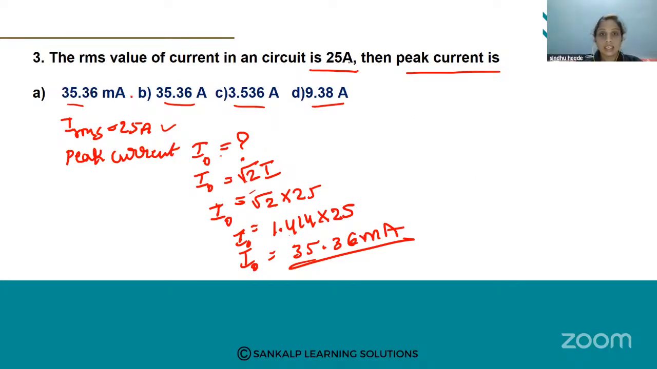Here they give it in amperes, but you should write it in milliamperes. See which option is correct. Option A is correct, that is 35.36 milliampere. Okay, we'll see the next one.